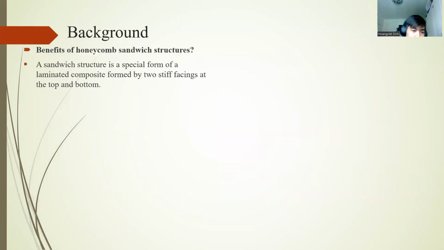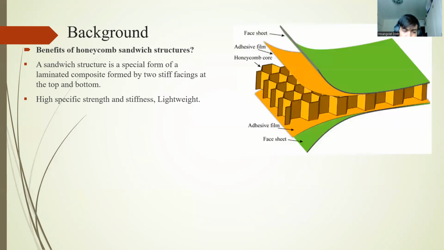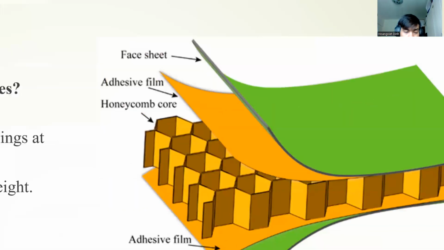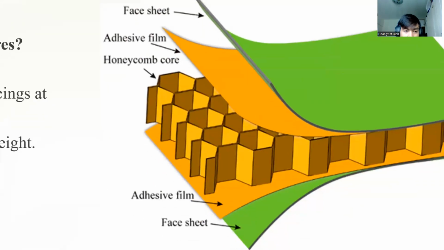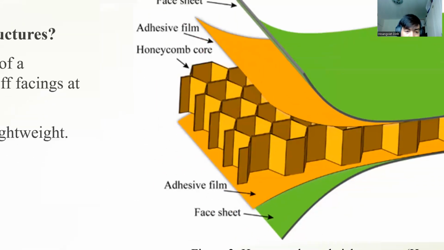For the next slide, I will talk about the background and the benefits of honeycomb structure. A sandwich honeycomb structure is a special form of limited composite formed by two stiff facings at the top and bottom, with high specific strength and stiffness, and moreover, it is lightweight. Figure 3 is the honeycomb sandwich structure. The top and bottom are the face sheets. The middle is a honeycomb core.